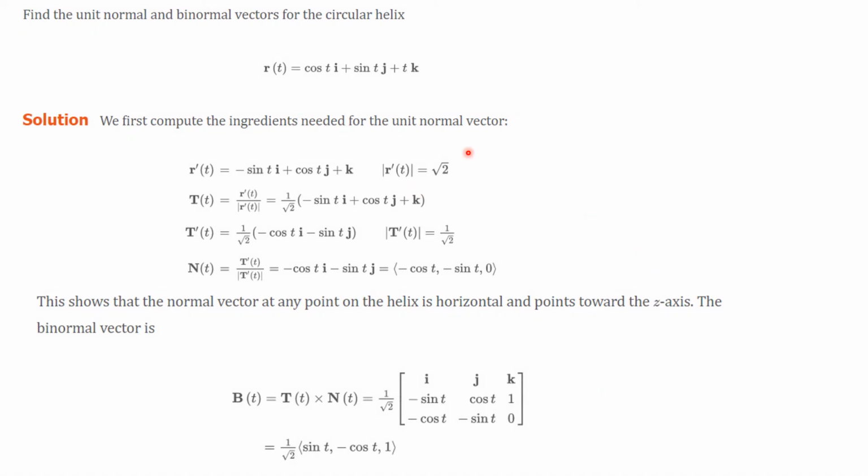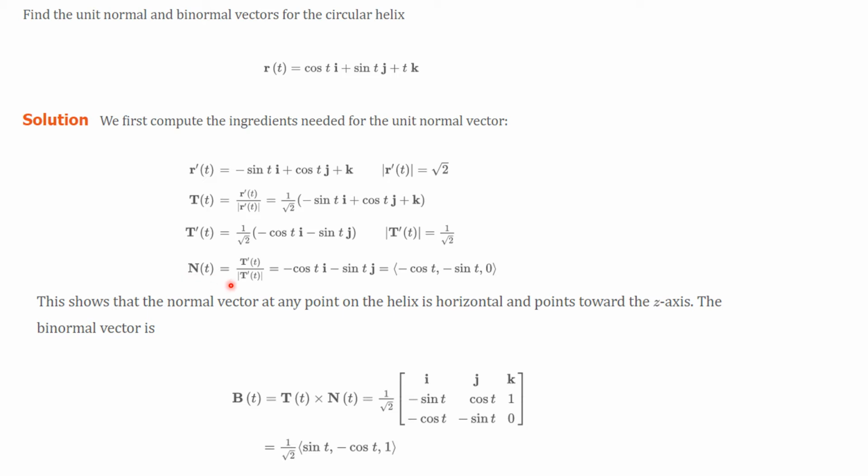Well, we first are going to compute the ingredients needed for the unit normal vector. So we need to take the derivative of r of t, getting this. We need to know the magnitude of r prime of t, which is this. So then we can compute that T of t is this. You should make sure that you follow all these calculations. If we take the derivative of this, we get T prime of t is equal to this, and the magnitude of this is equal to 1 over the square root of 2.